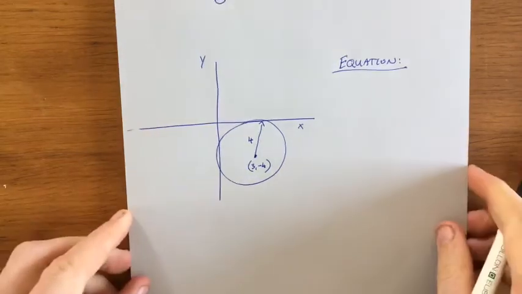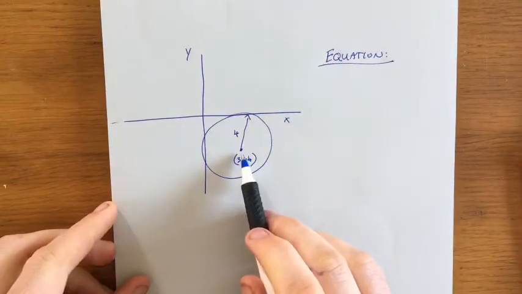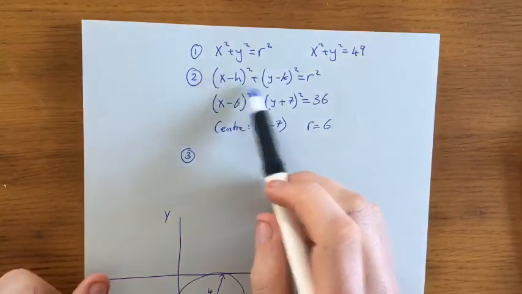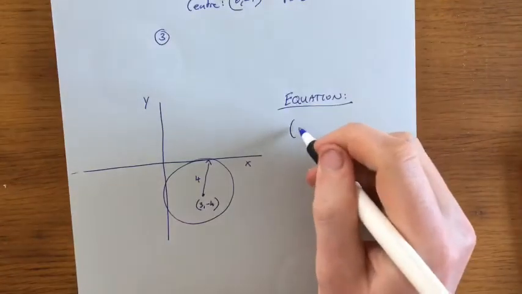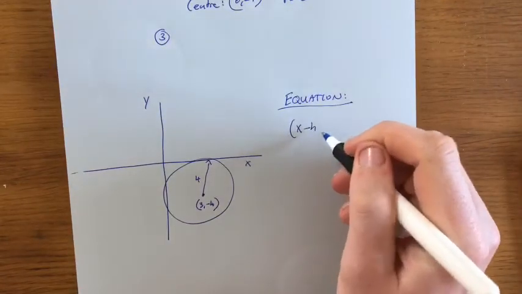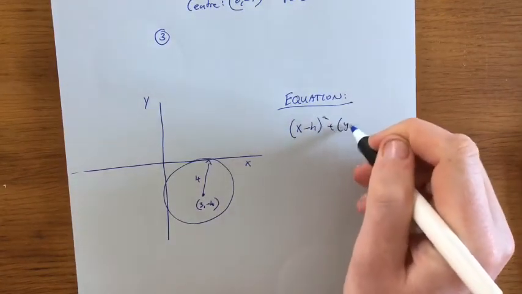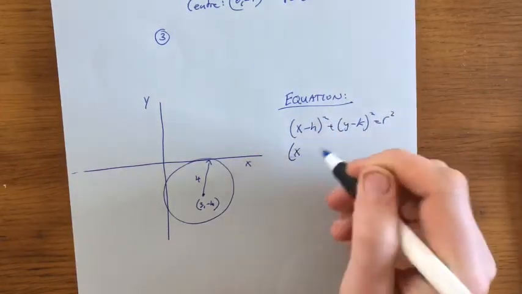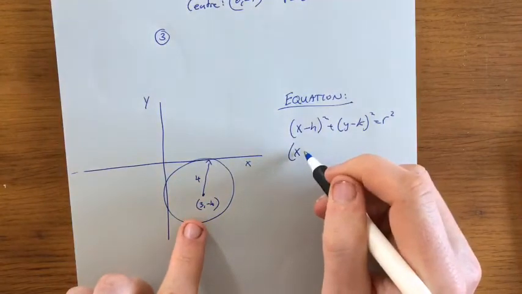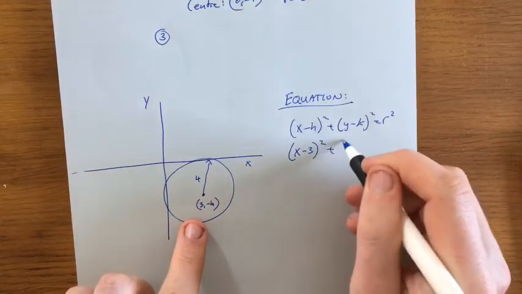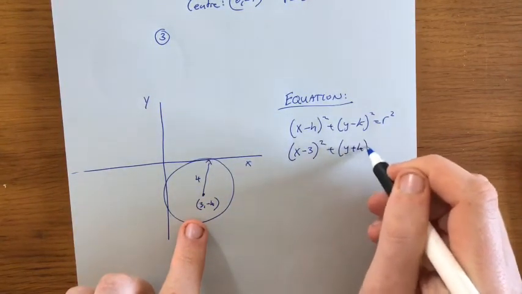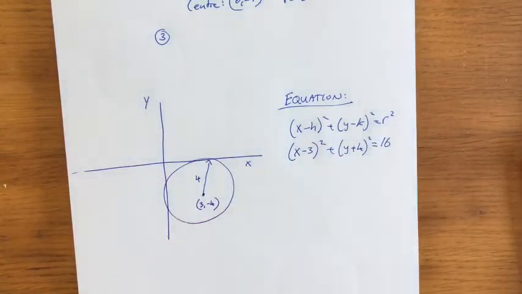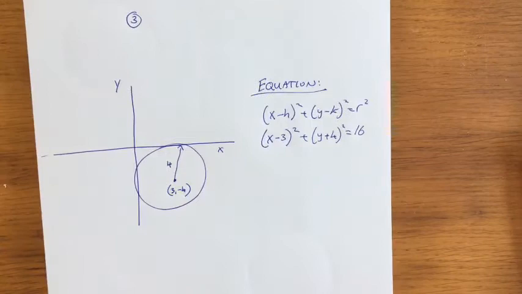Okay, so to find the equation of this circle, obviously the center of the circle is not on 0, 0, so we are using this formula. I'm just going to write that down again: x minus h squared plus y minus k squared is equal to r squared. And finally, we know the center, so it's going to be x minus 3 squared plus y plus 4 squared is equal to the radius, which is 4 squared, which is 16. So that is the equation of that circle.